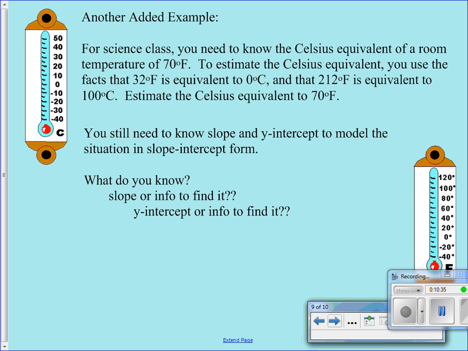Well, I don't see any "per" in there, but they told me 32 degrees Fahrenheit is 0 degrees Celsius. That looks like a point to me. And then they also told me this other piece of information. They just gave me 2 points. We know 2 points. So we need to figure out our slope.